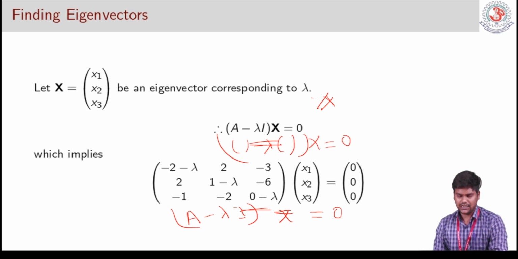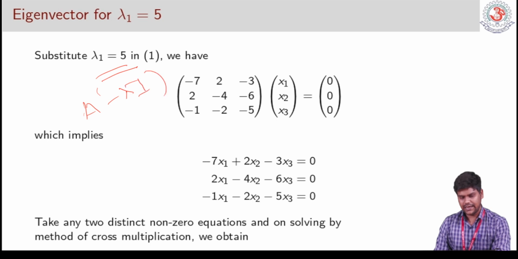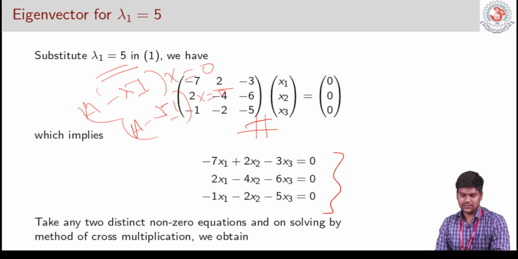First I am considering lambda equal to 5. For lambda equal to 5, we are going to find the eigenvector. First substitute lambda equal to 5 into A minus lambda I into x equal to 0. That means A minus 5I into x equal to 0. We get this matrix. Multiplying the first row, second row, and third row with this column matrix, we get these three equations. We need the values of x1, x2, x3, so we need to solve these three equations.